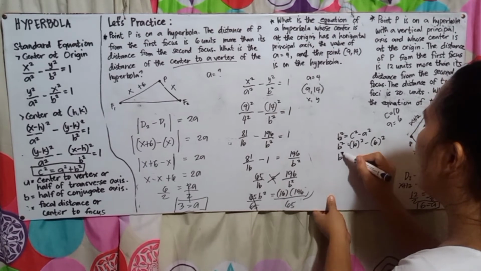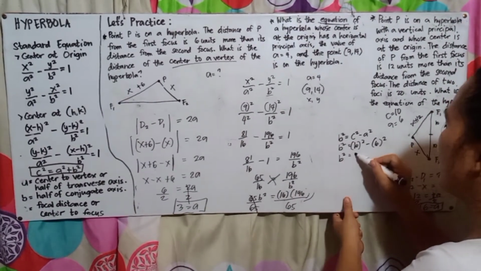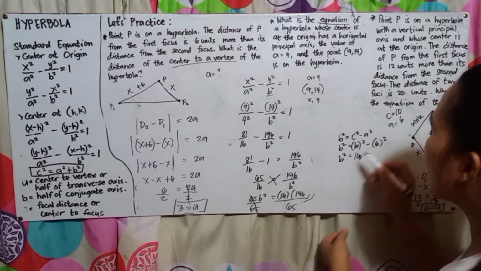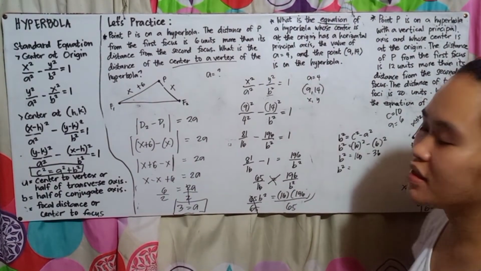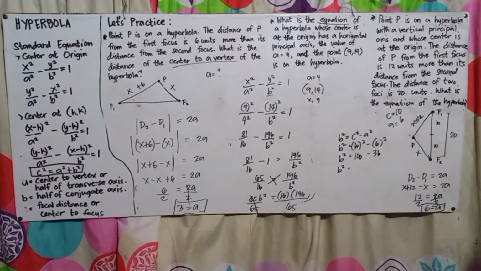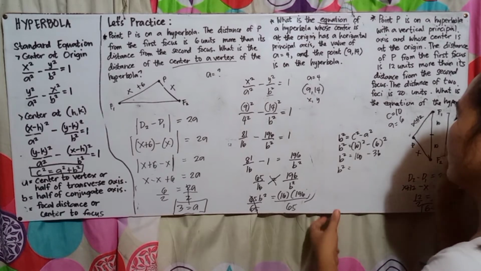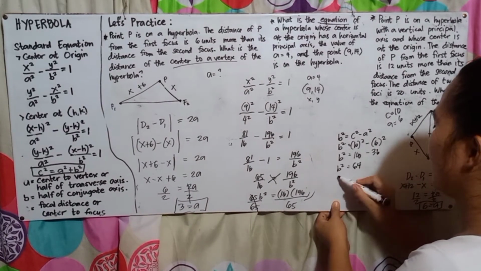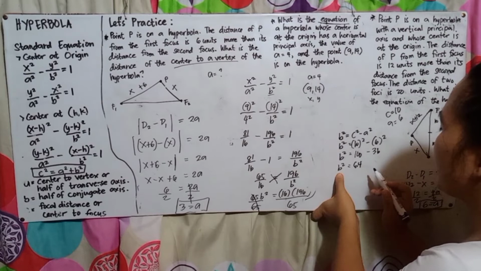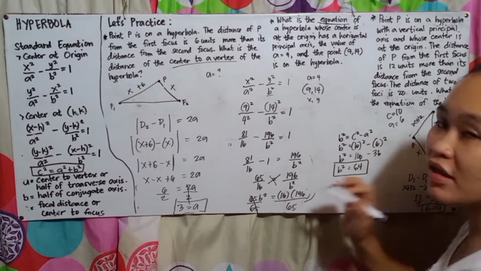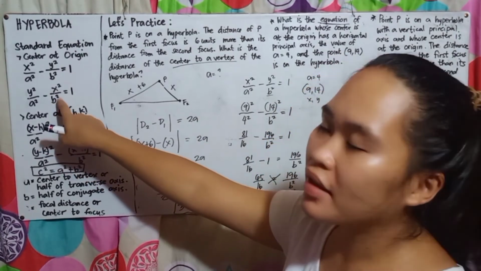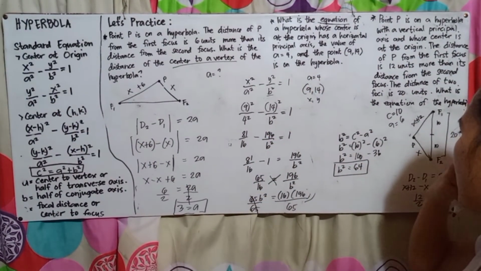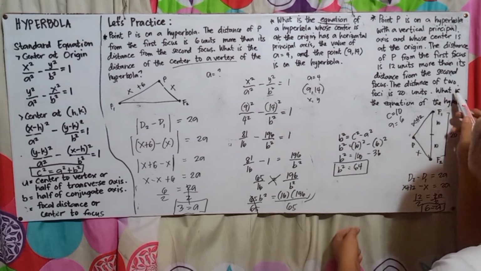So, B squared: 10 squared is 100, 6 squared is 36. So, 100 minus 36 is how much? 64. So, b squared is 64, so we stop here. We will not proceed anymore, since what is in the given is b squared in the equation. So, we stop there.